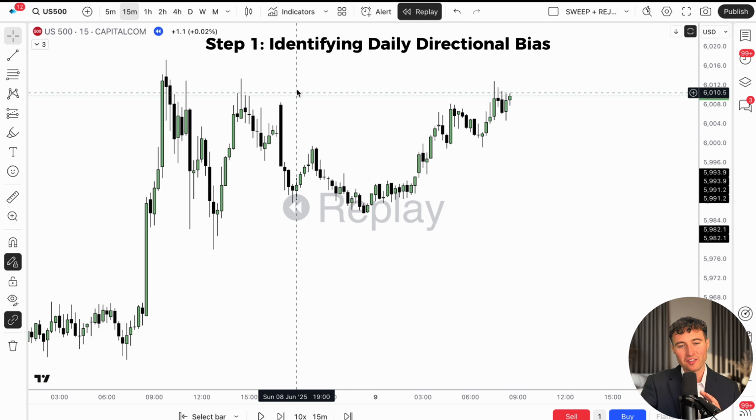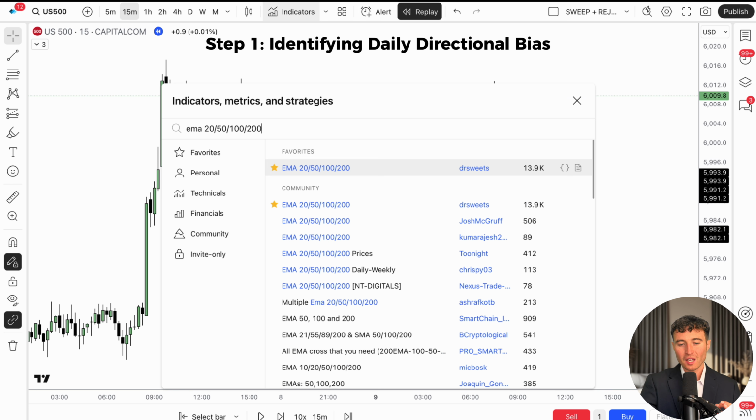I want you to head over to the indicators tab at the top of your screen, and I want you to apply this indicator right here. It's the EMA 20, 50, 100, and 200. So click the indicator, add it to your chart, and then you should be good to go.